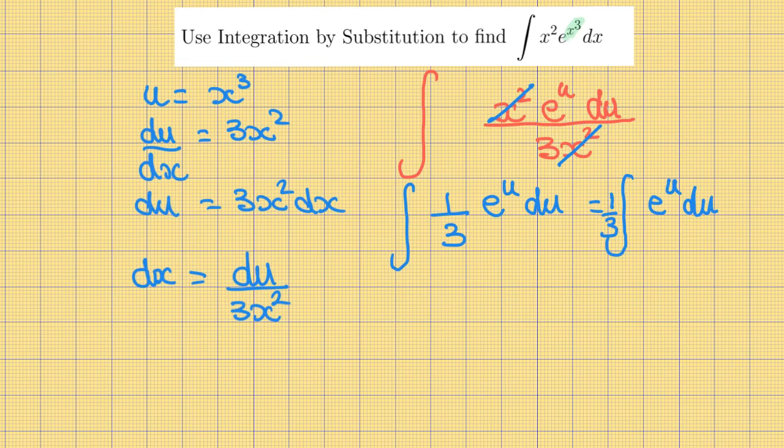The integral of e to the u is just e to the u, so therefore we've got 1/3 e to the u plus c. Substitute back in for u, so therefore the integral is 1/3 e to the x cubed plus c.